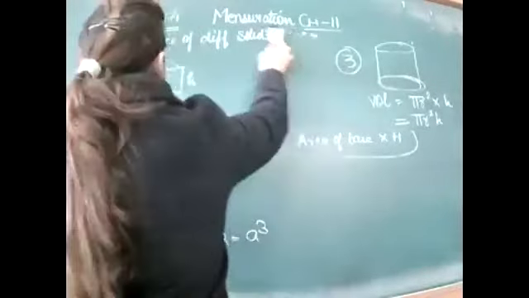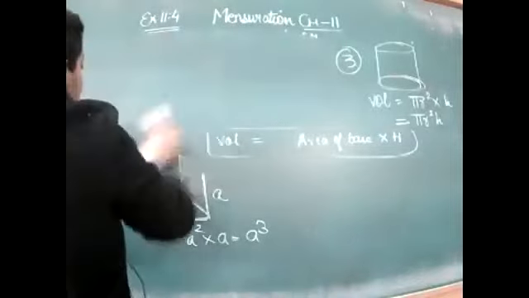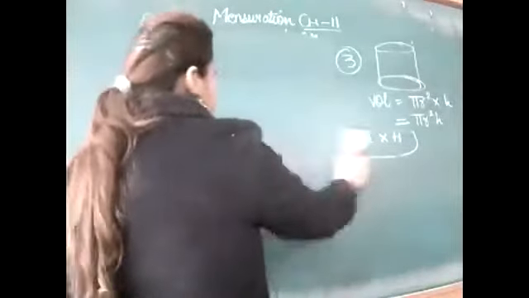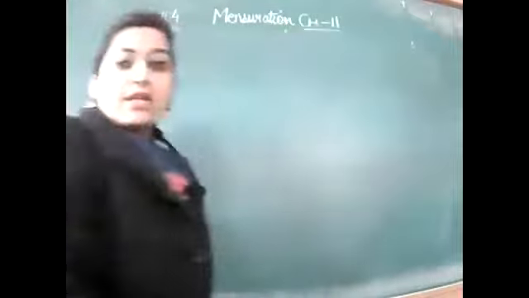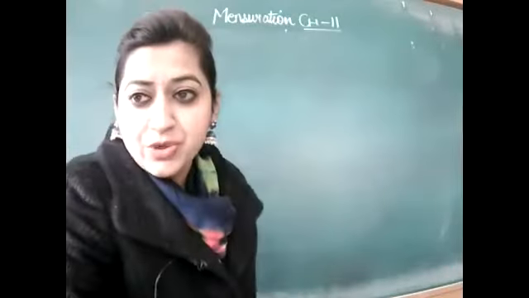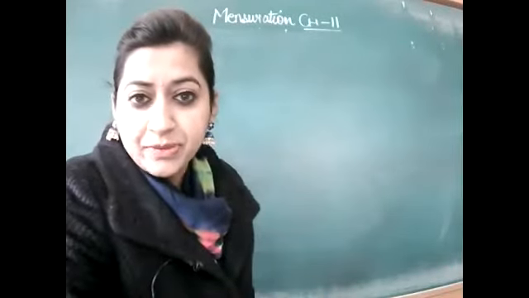Okay. Let's start with the exercise. In the first question, you have been given three different situations and you have to decide in which situation you will find the volume and in which situation you are going to find the surface area. The first question is given a cylindrical tank: in which situation you will find the surface area and in which you will find the volume.